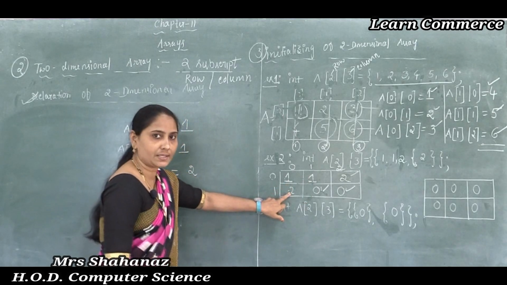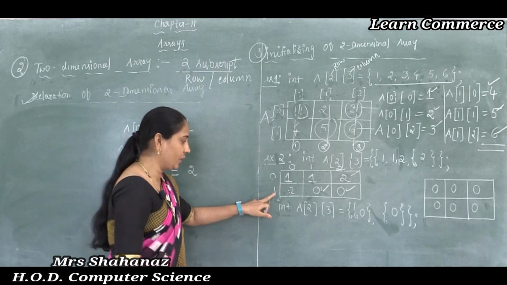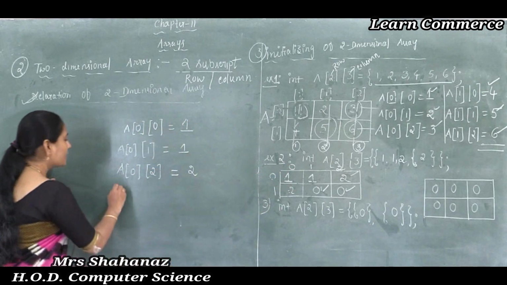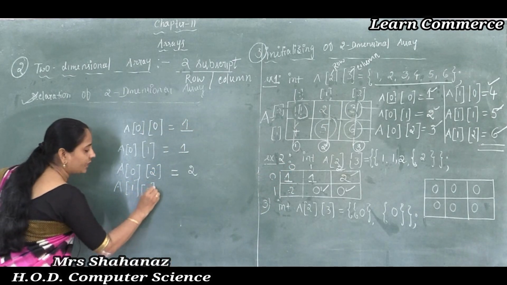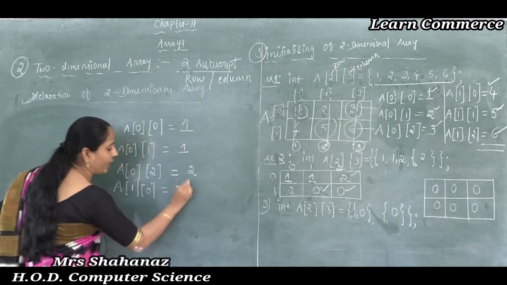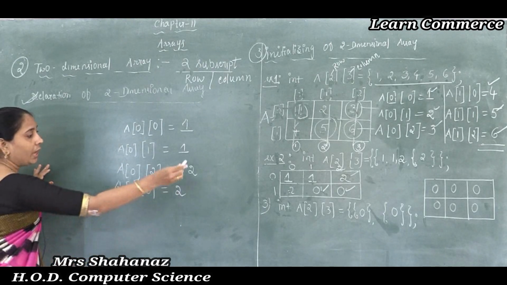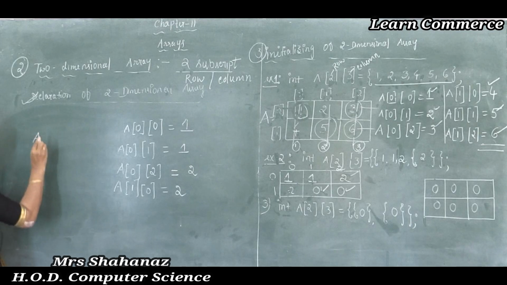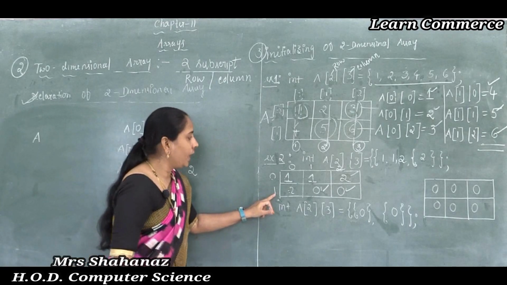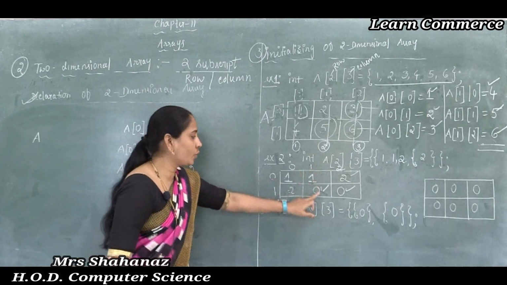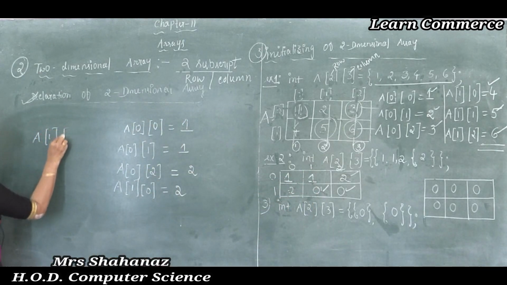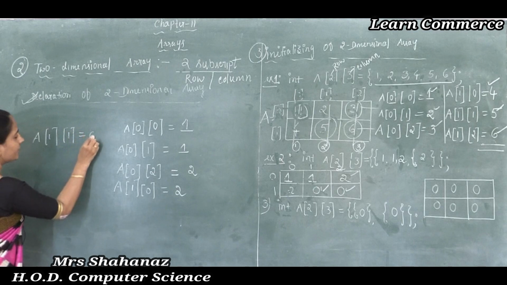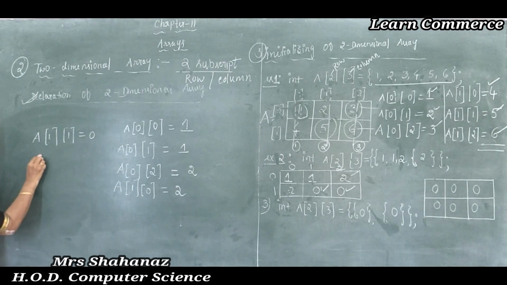Next, to access the value 2 we need to use the row size and the column size. So the row size is 1 and the column size is 0. That means I can access the value 2 here. And to access the 0 value, the row size is 1 and the column size is 1. So we can access this value here, A[1][1], and the value is 0.